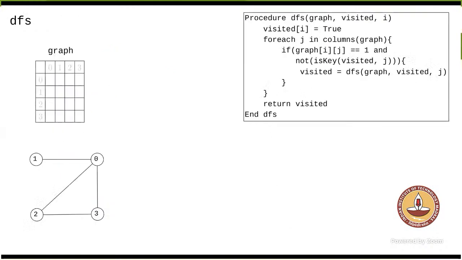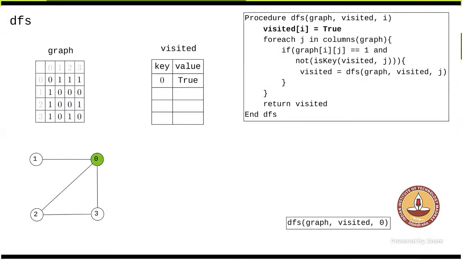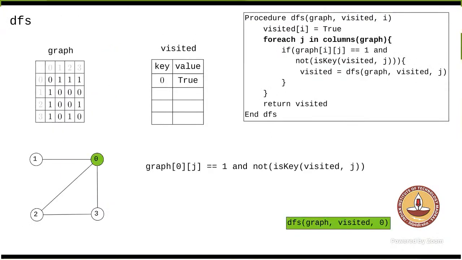It's not enough if there is an edge between 0 and j. You should also check if j has been visited already or not. Okay, so how is this done? So is key of visited comma j? So is j present in the keys of visited?